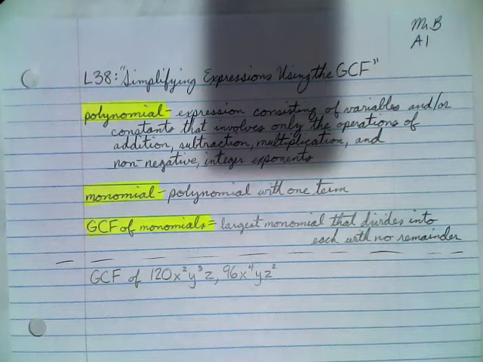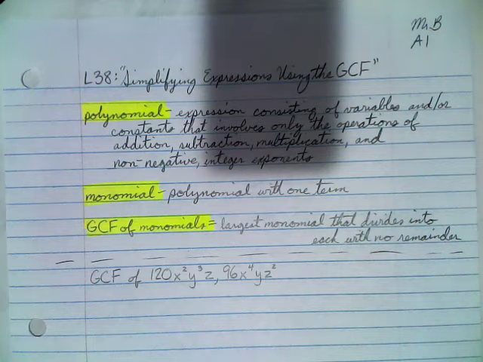A monomial then is a polynomial just with one term. So nothing being added or subtracted, it's just a single polynomial. You can have multiplication, that's fine. You can have exponents, that's fine. But no division. Division's not allowed. Or excuse me, no addition or subtraction for a monomial.